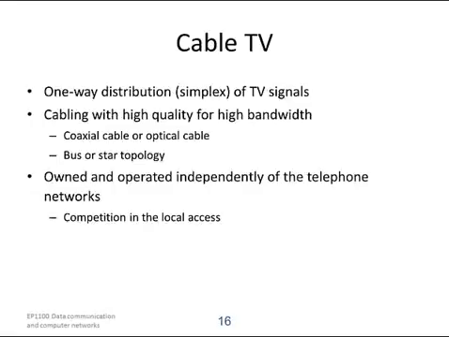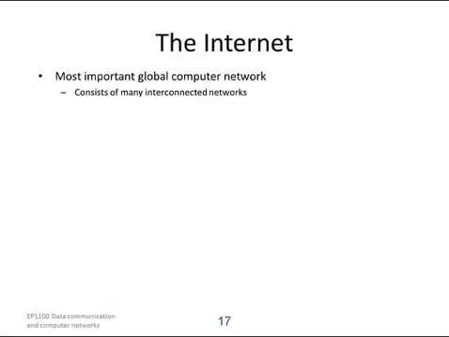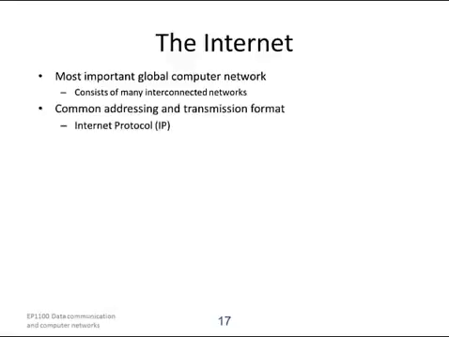The Internet is the most important global communication network. It consists of many interconnected networks, as the name says. They are joined together by a protocol called the Internet Protocol, which means that they have the common addressing and transmission format for the data.